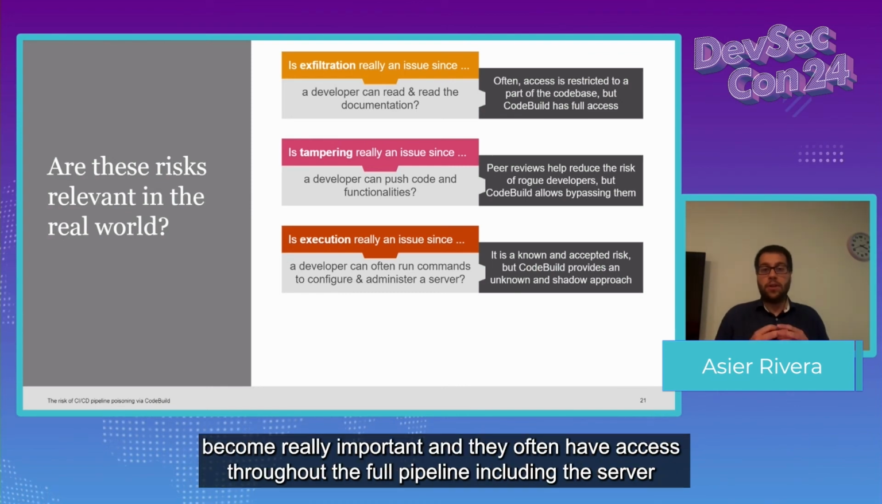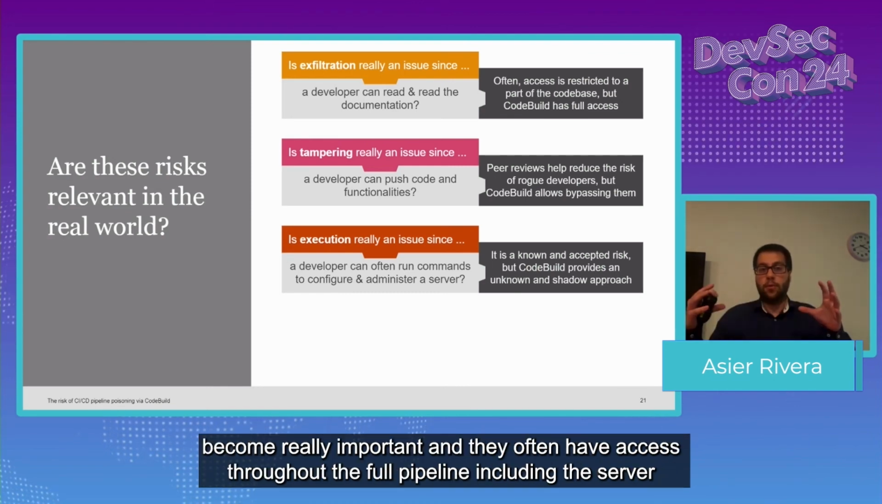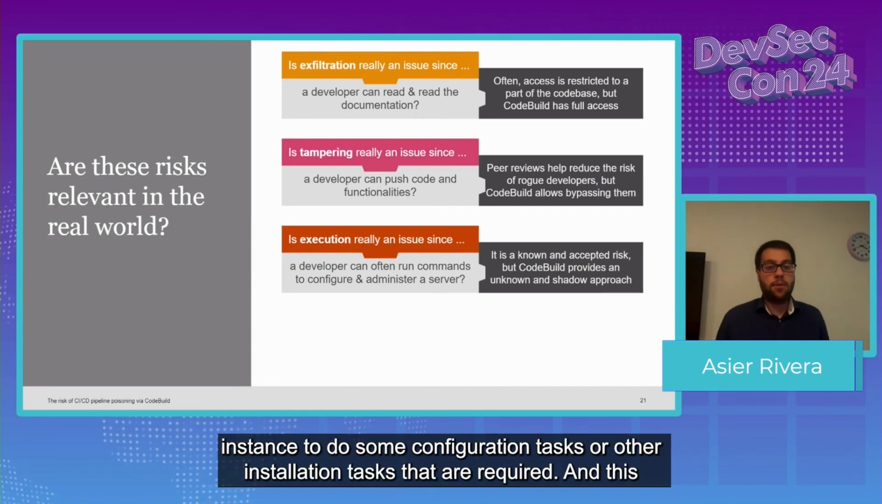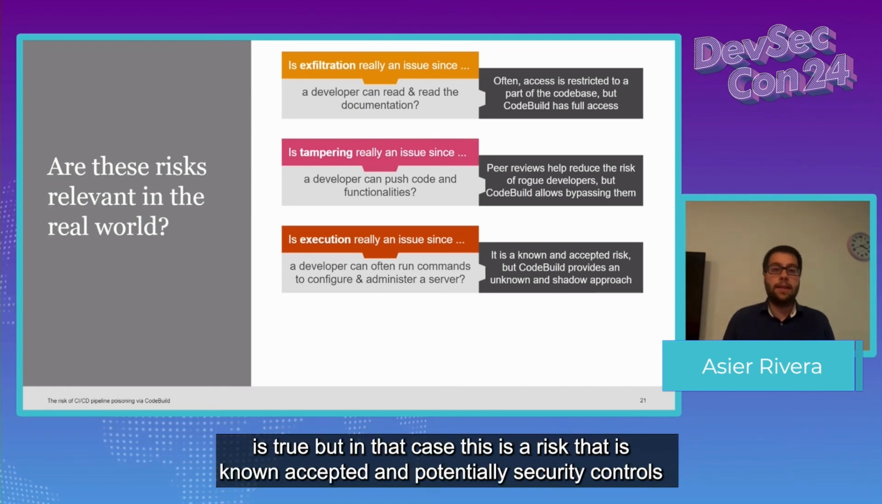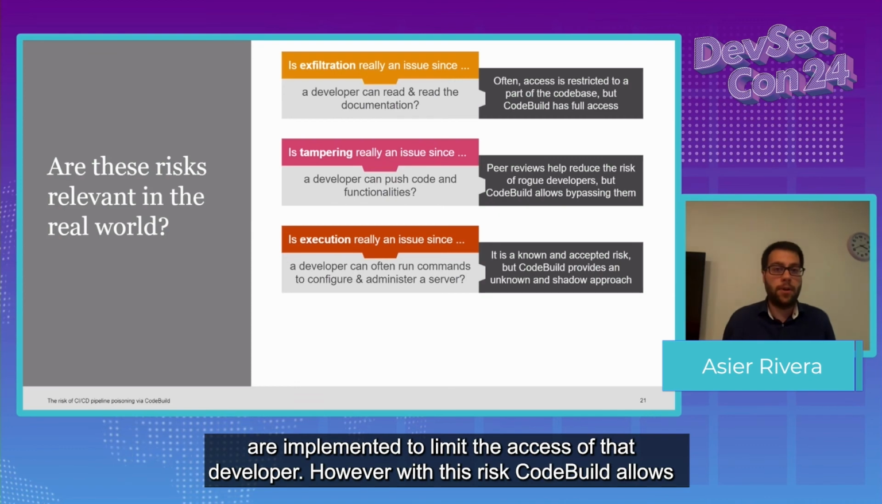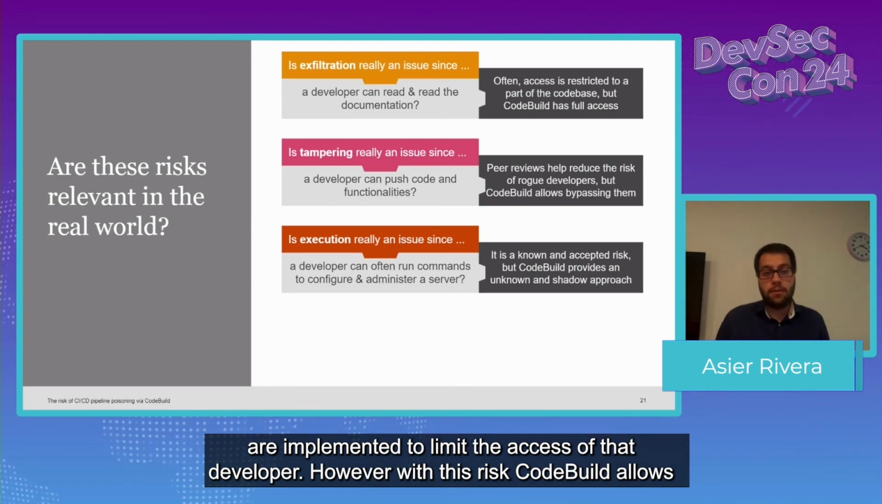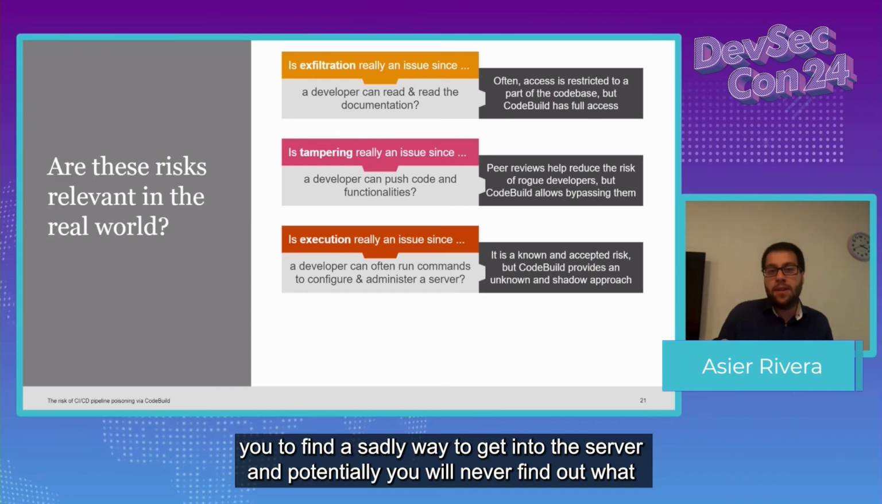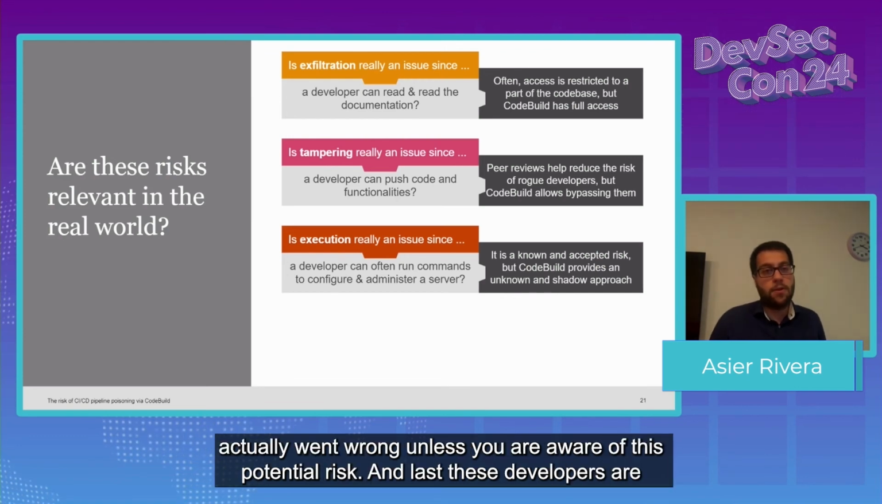Third, is execution really a problem, especially in modern and very agile CI/CD pipelines? Developers become really important, and they often have access throughout the full pipeline, including the server instance, to do some configuration tasks or other installation tasks that are required. And this is true, but in that case, this is a risk that is known, accepted, and potentially security controls are implemented to limit the access of that developer. However, with this risk, CodeBuild allows you to find a shadowy way to get into the server, and potentially you will never find out what actually went wrong unless you're aware of this potential risk.